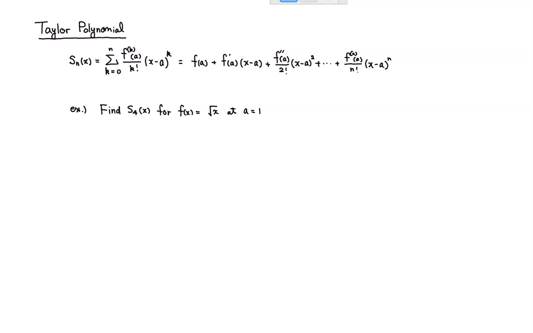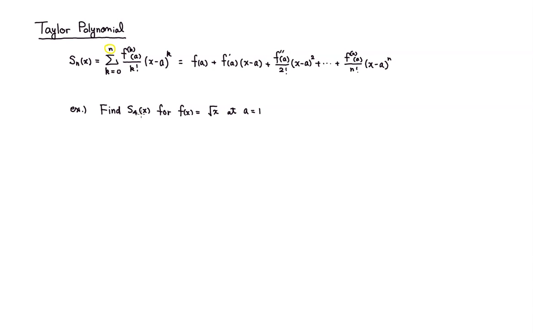You can see that this is exactly the same formula as for a Taylor series, but it doesn't go to infinity. It actually only stops at the nth power. All right, so let's try to find the Taylor polynomial for a particular function. Let's look at the following example.